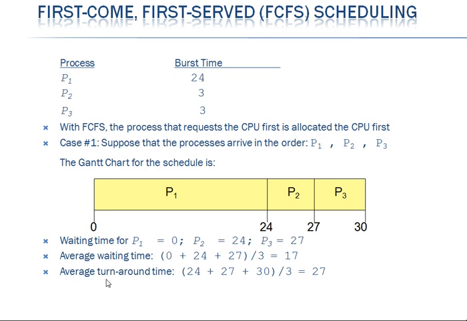Now we'll try to find out the turnaround time. The turnaround time is the time when a process has finished its execution. So in case of P1 it is 24, right? And in case of P2 it is 27. P3 finished at 30. So we will add up these three values and divide by 3 to get the average turnaround time. So here we got average waiting time as 17 and average turnaround time as 27.